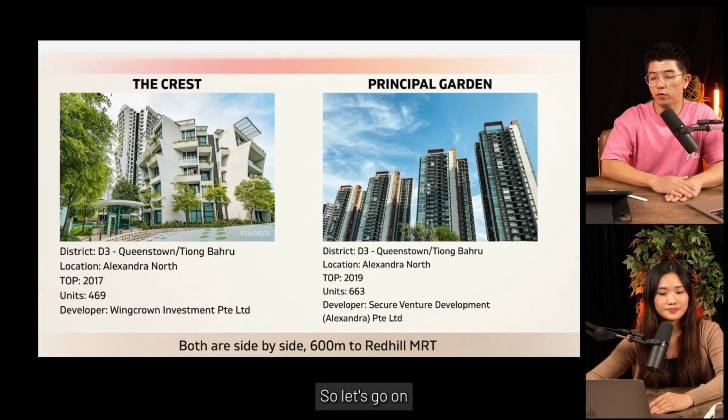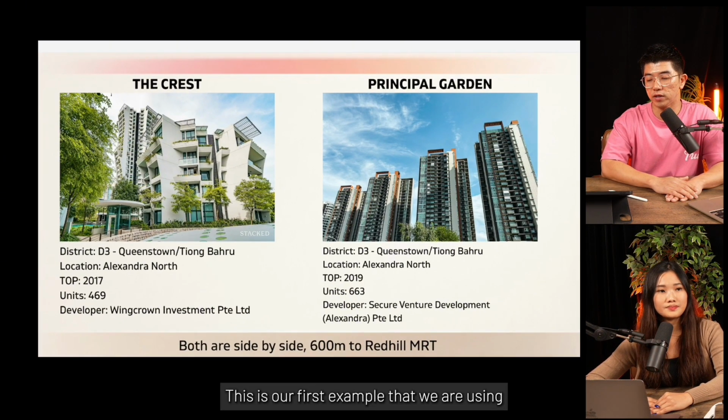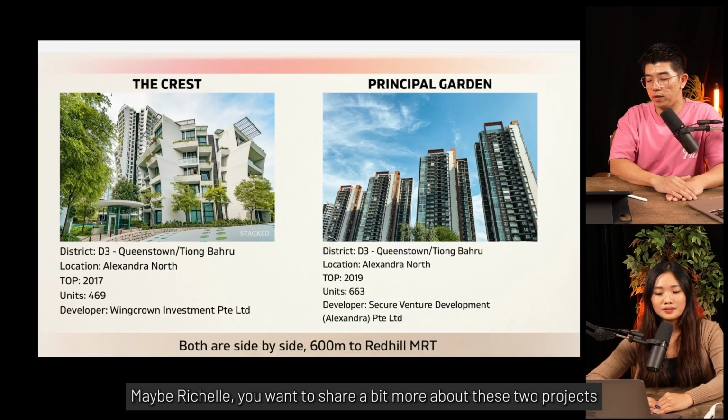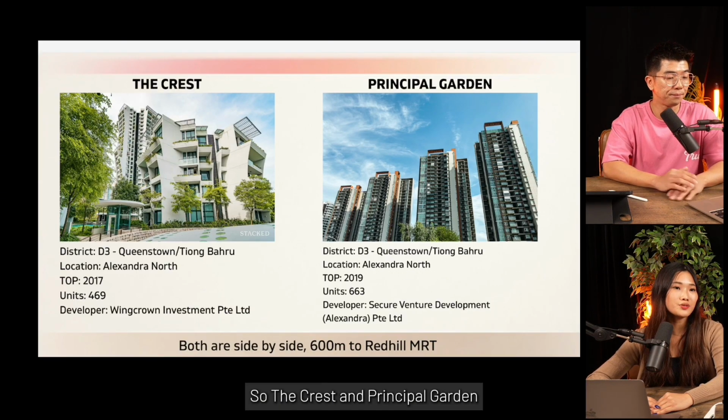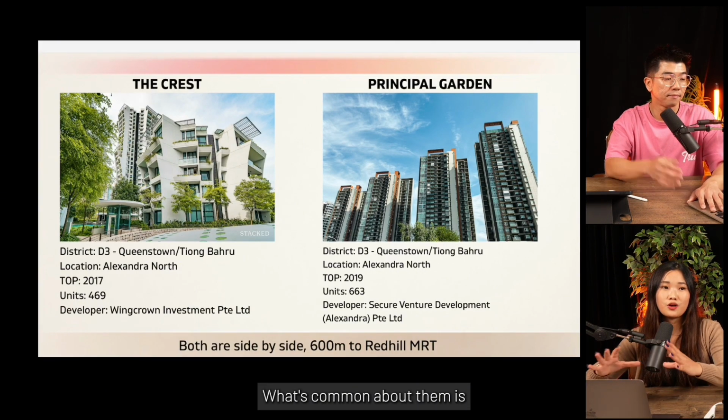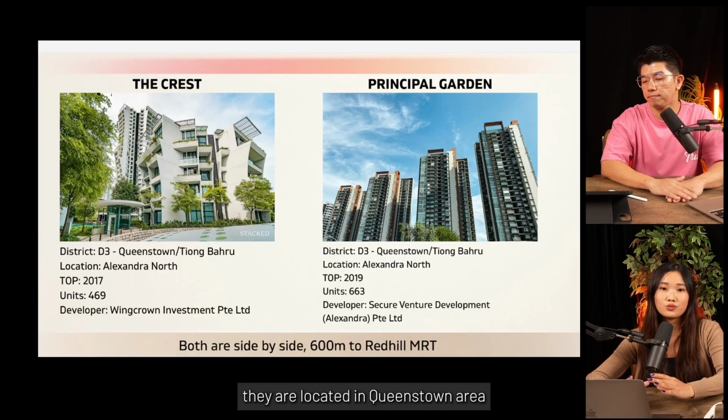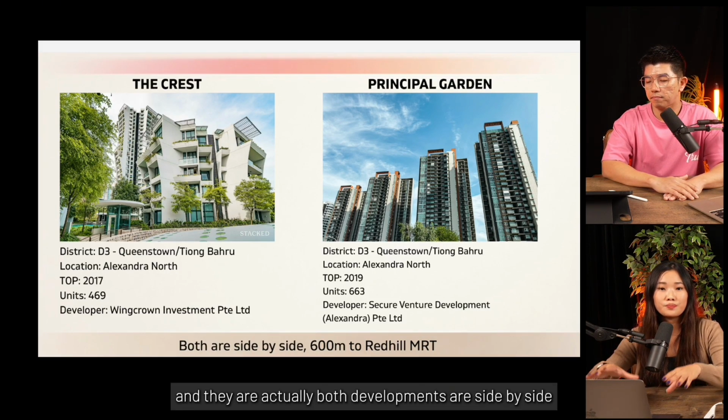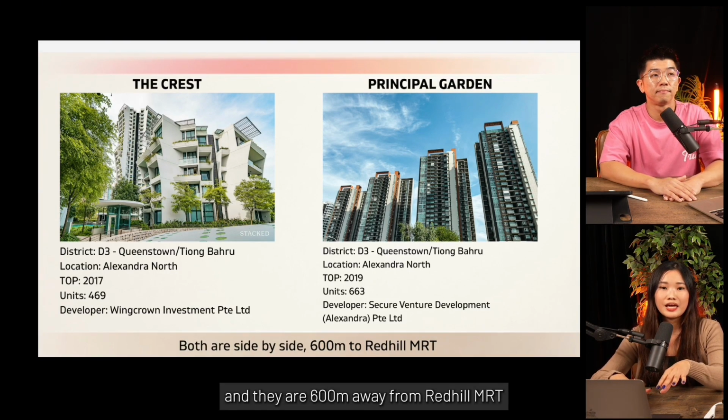So let's go on. This is our first example that we are using, the Crest and Principal Garden. Maybe Rochelle, you want to share a bit more about these two projects? So the Crest and Principal Garden, what's common about them is they are located in Queenstown area and both developments are side by side, and they are 600 meters away from Red Hill MRT.